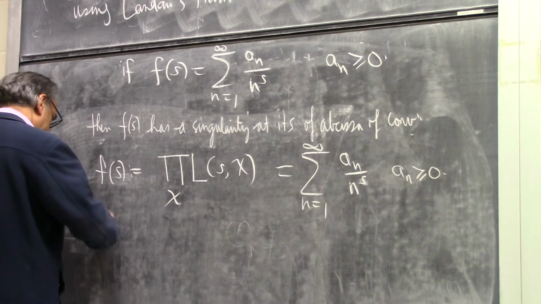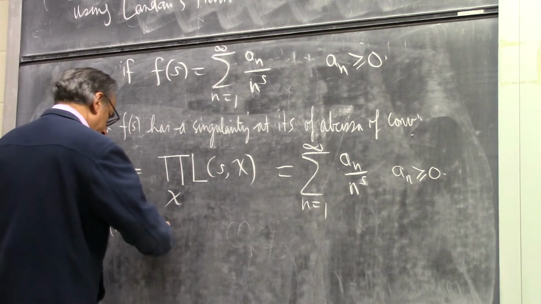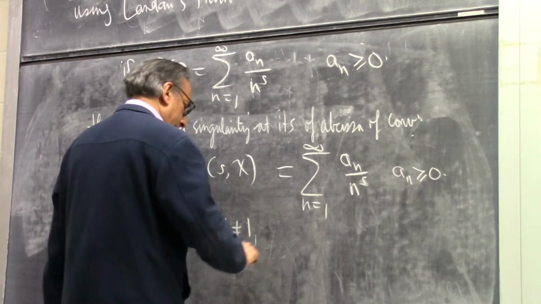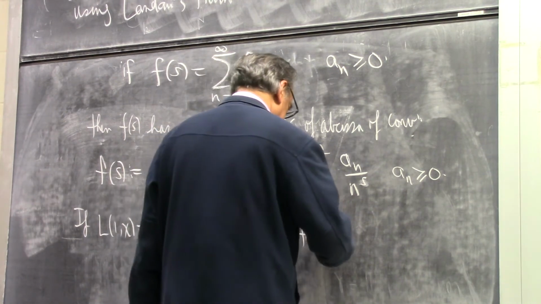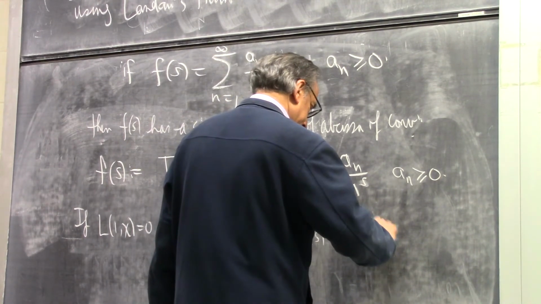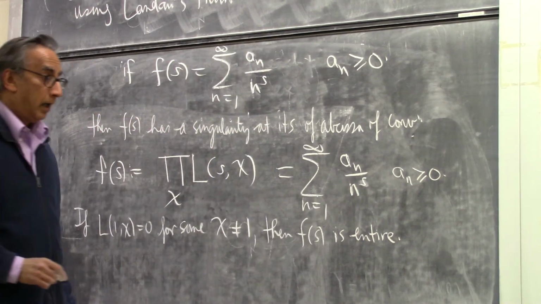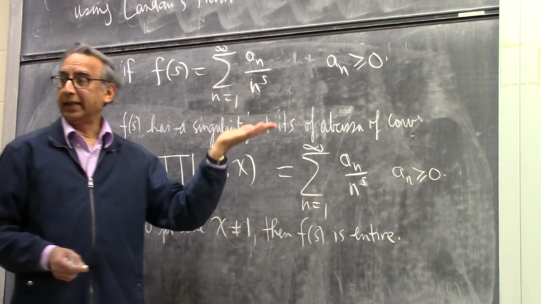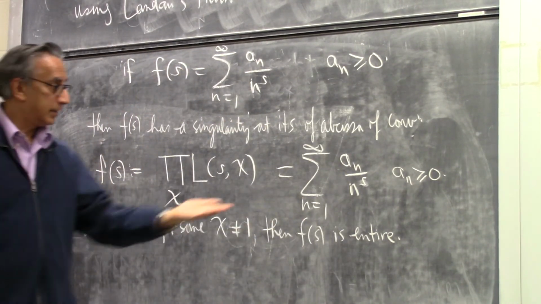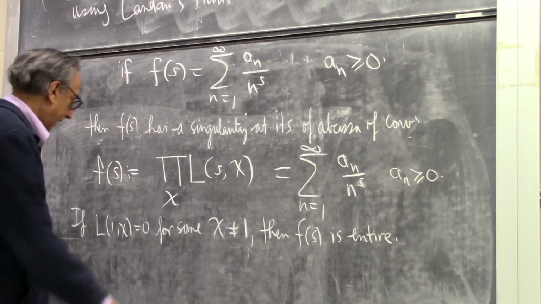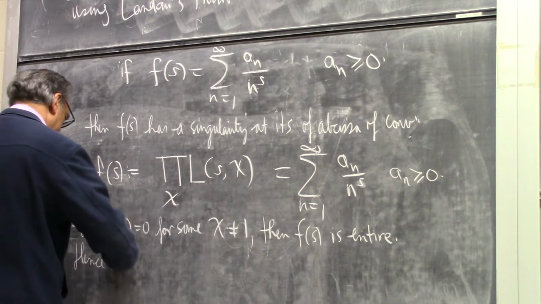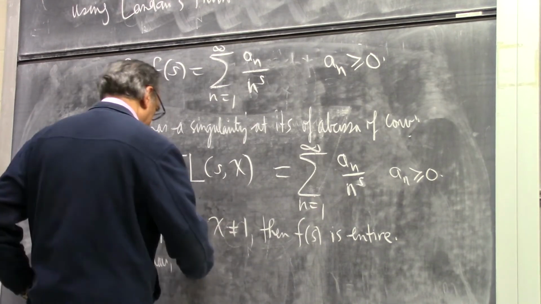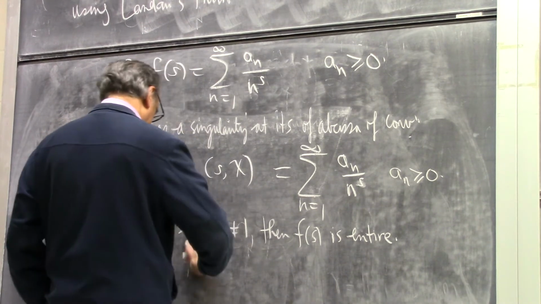If L(1, chi) equals 0 for some chi, then f(s) is entire. But this theorem says that it has to have a singularity at the abscissa of convergence. Therefore, the Dirichlet series converges for all values of s. Hence, by Landau's theorem, f(s) converges. The Dirichlet series converges.